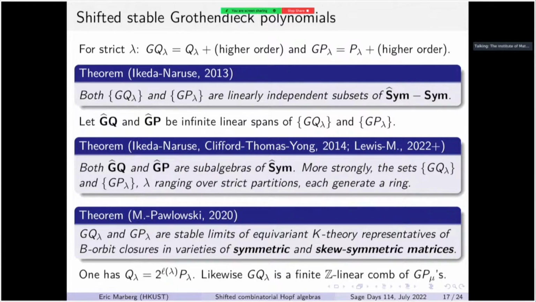And then if you know about Schur P and Schur Q functions, you might know that there's a very simple relationship between these two. In other words, there's a simple relationship between the lowest order terms of GQ and GP, which is just a scalar. So it turns out GQ is a finite linear combination of GPs, but in a much less trivial way. You may need negative coefficients, and there'll be several terms, and it was non-trivial to figure out what this is.